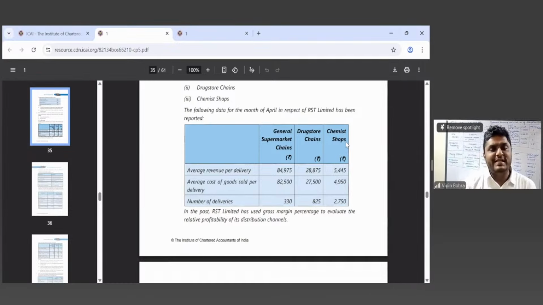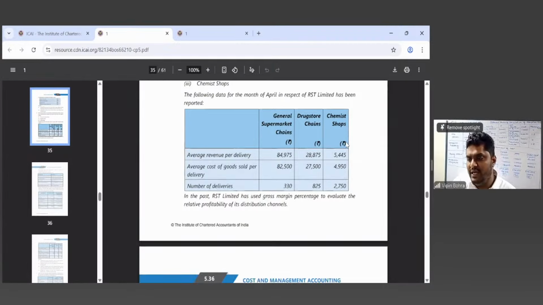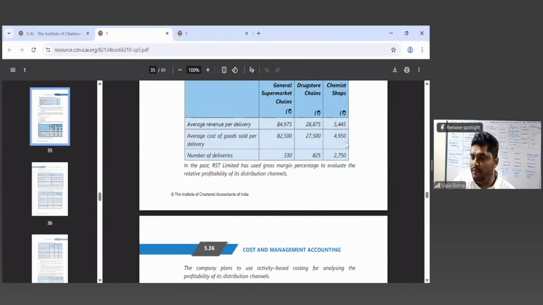So the average revenue, that is the average sales per delivery, is given. The average cost of goods sold per delivery is also given. So the revenue is given, the cost is given, we can get the profit. Further, the number of deliveries are given. So we can calculate the total profit, that is the revenue minus cost, we will get the profit per delivery, into the number of deliveries, we will get the total profit.